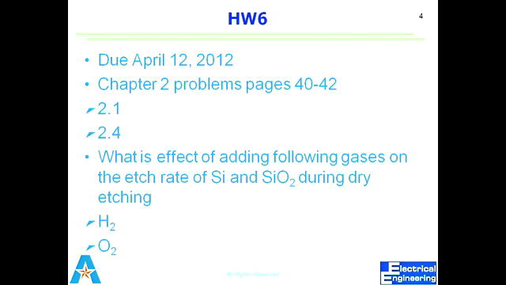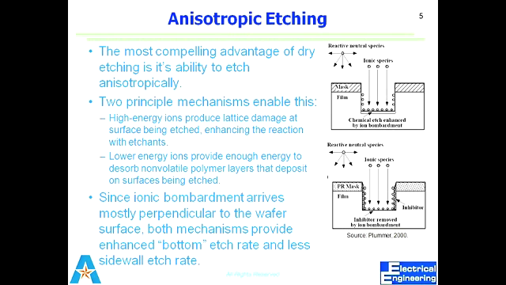Okay, there is a homework, simple 3 questions. Homework number 6, 2 questions from the book, page number 40 to 42, 2.1 and 2.4. And the third question is, what is the effect of hydrogen adding and oxygen adding on silicon and silicon dioxide? Okay, so I just want to see whether you have understood or not. I'll upload these slides, so if you don't have that homework, you can see. Otherwise, you can note it down.